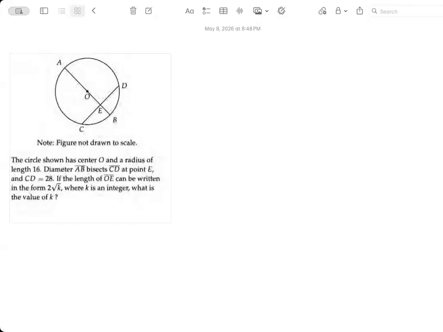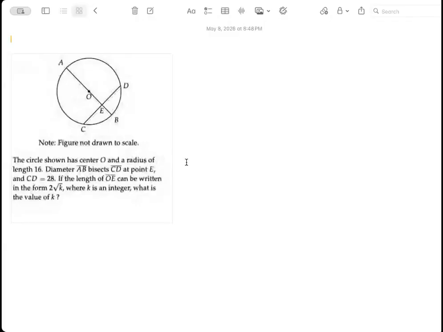Circle shows center O and radius 16. Diameter AB, CD at point E. If you're very good with the basic Pythagorean theorem and stuff, everything seems easy. This is bisecting, so this will be 8. The radius is 16, right? Sorry, I took it the other way. Center O with radius of 16.